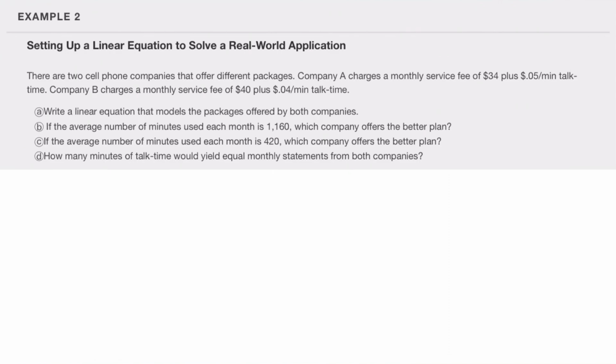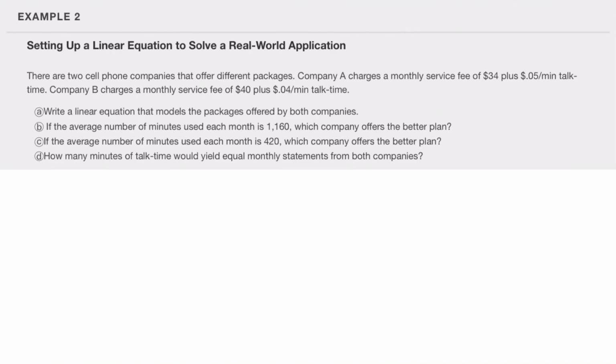So setting up a linear equation to solve a real-world application. There are two cell phone companies that offer different packages. Company A charges a monthly service fee of $34 plus 5 cents per minute of talk time. Company B charges a monthly service fee of $40 plus 4 cents per minute of talk time.